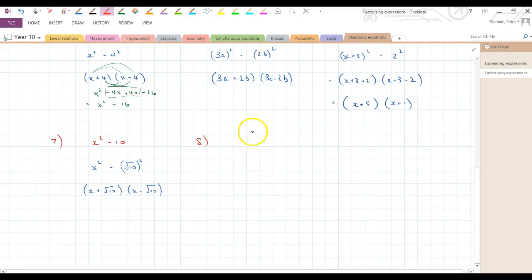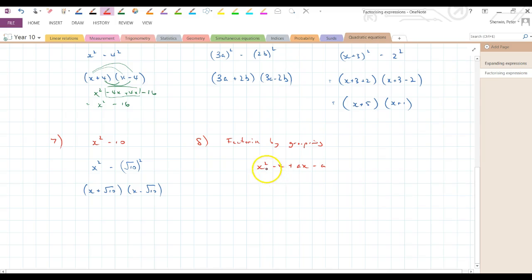And this is factorize by grouping. So I'll show you what's meant there. The question is x squared minus x plus ax minus a. So we're going to group this up.